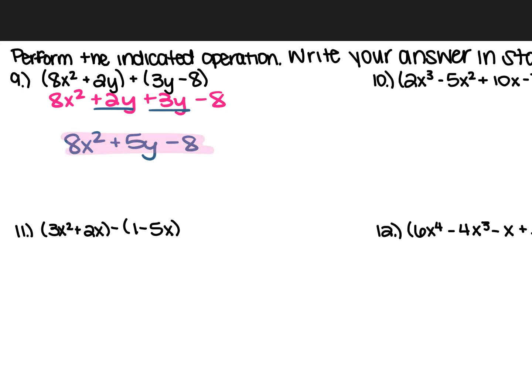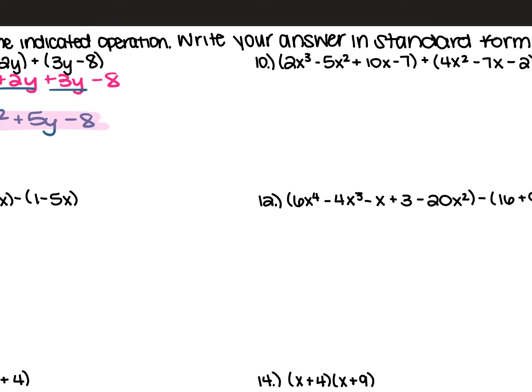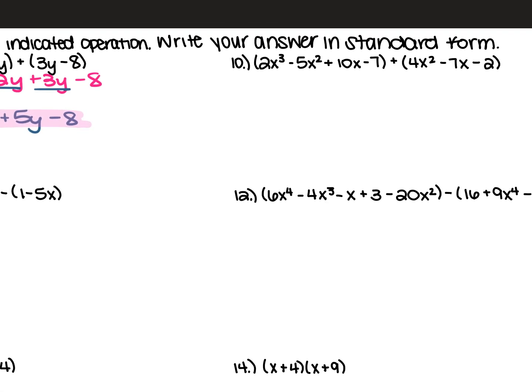5y minus 8. For number 10, we have 2x cubed minus 5x squared plus 10x minus 7 plus 4x squared minus 7x minus 2. So this is going to be rewritten as 2x cubed minus 5x squared plus 10x minus 7 plus 4x squared minus 7x minus 2 with no parentheses. From here, combine like terms. That 2x cubed does not have another x cubed within that expression, so drop that down.